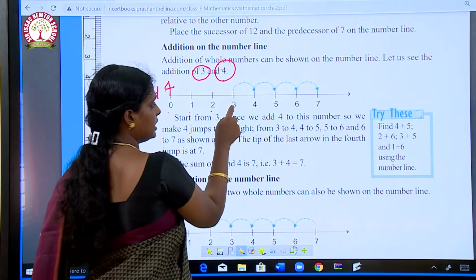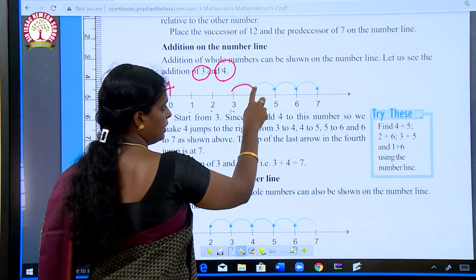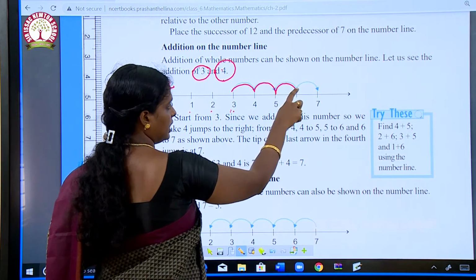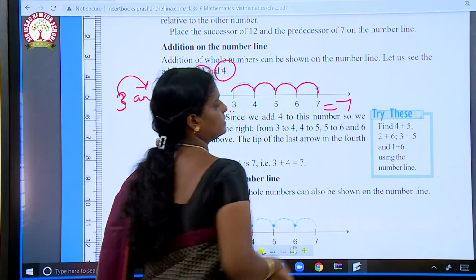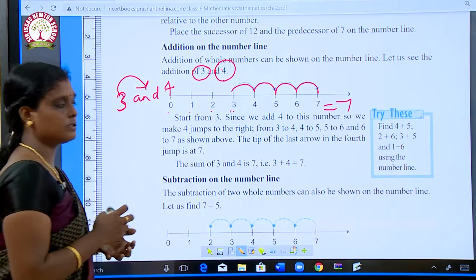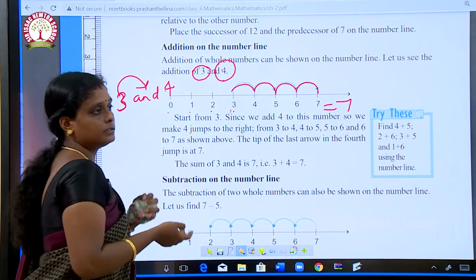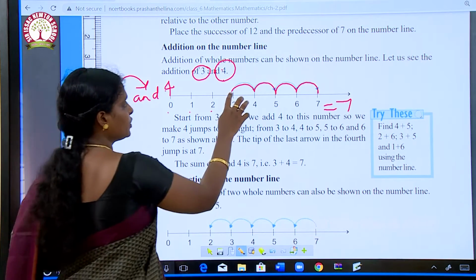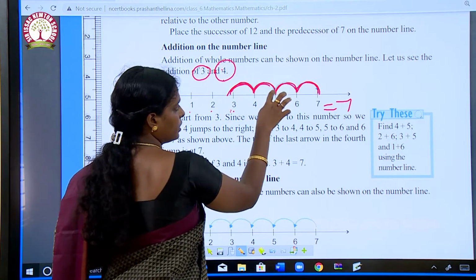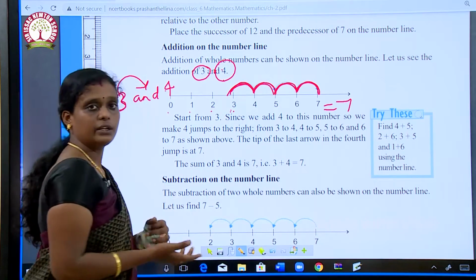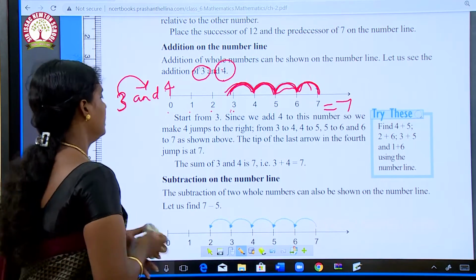I am going to start with 3 and I have to jump 4 times. So 1, 2, 3, 4. So what is the answer? 7. So what is 3 plus 4? It's also 7. So to add the numbers using the number line, you have to jump to your right side. To add, you have to jump to your right side. You have to remember this.